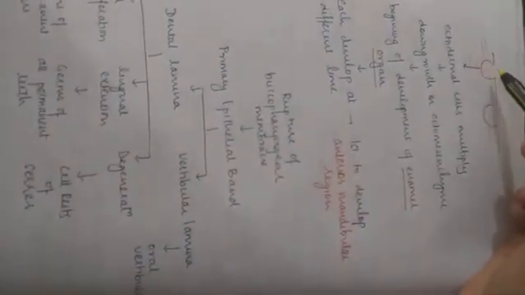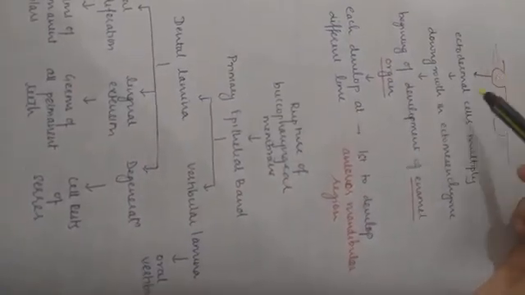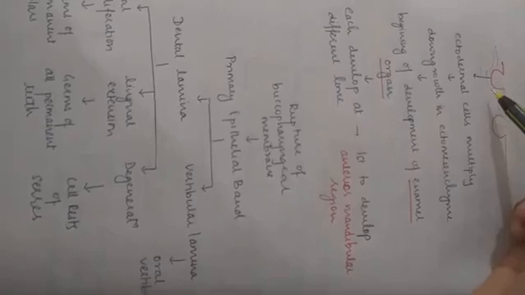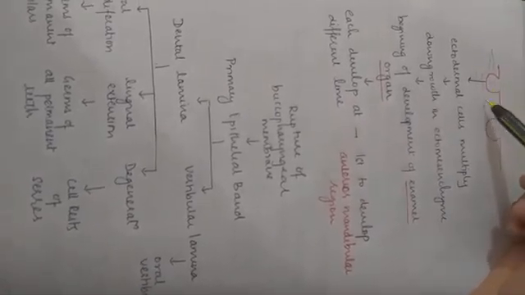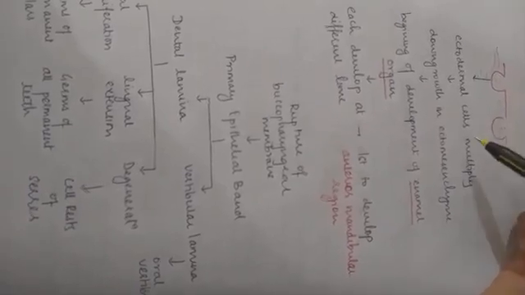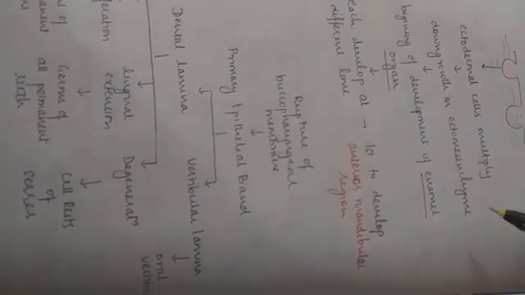Now, the ectodermal cells in this primary epithelial band start proliferating due to downgrowth into the ectomesenchyme, and they mark the beginning of the enamel organ. Every enamel organ develops at a different time, and the first ones to develop are present in the anterior mandibular region.